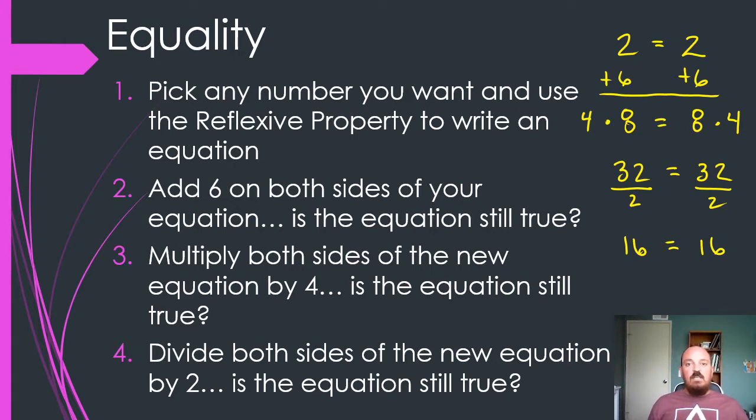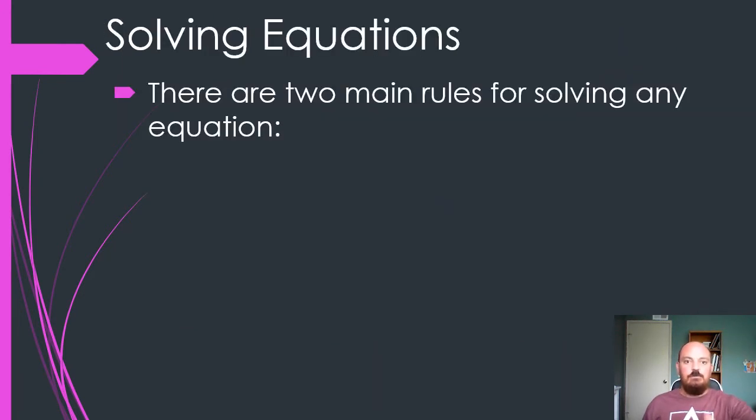Now the reason it stayed equal is because I was doing the same thing. If you start with two things that are equal, and you do the same thing to both of them, they're going to stay equal. Now if I only did it to one side, like if I just took one of these 16s and divided it by 2, my equation's not equal anymore. 16 divided by 2 is 8, and on the other side I have 16. 8 doesn't equal 16. It's not equal anymore because I did something to one side of the equation, but not to the other. So that's going to lead us to our two fundamental rules of equation solving.